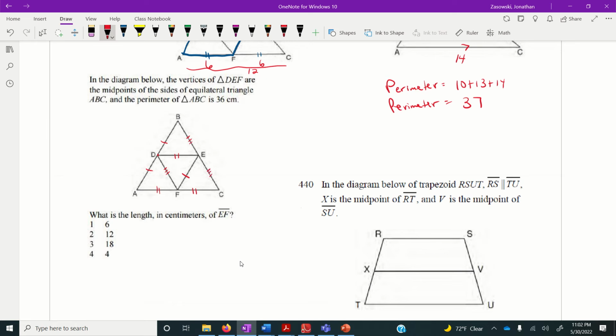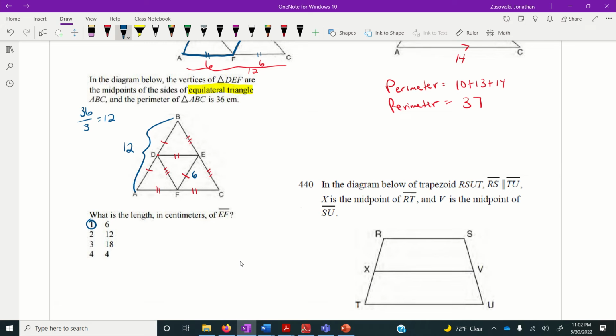So, key thing, we know that this triangle is equilateral all the way around. So if the perimeter of the triangle is 36, 36 divided by 3 is going to be 12. So what is the length of EF? Once we know that this side length is 12, because it's an equilateral triangle and the perimeter is 36, we divide it by 3, then this across the way is just half of that, which is going to be 6.